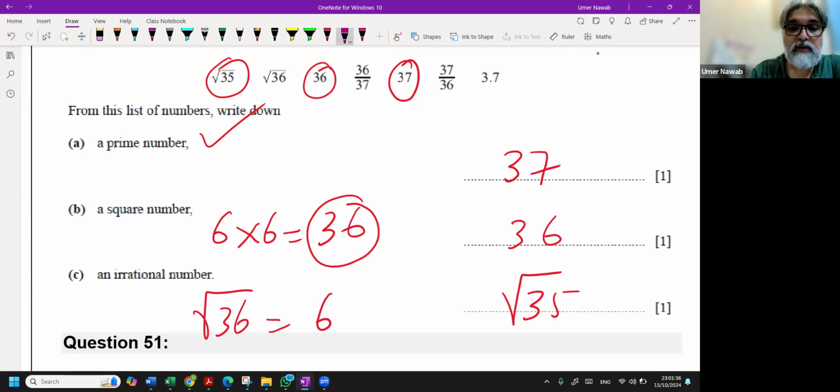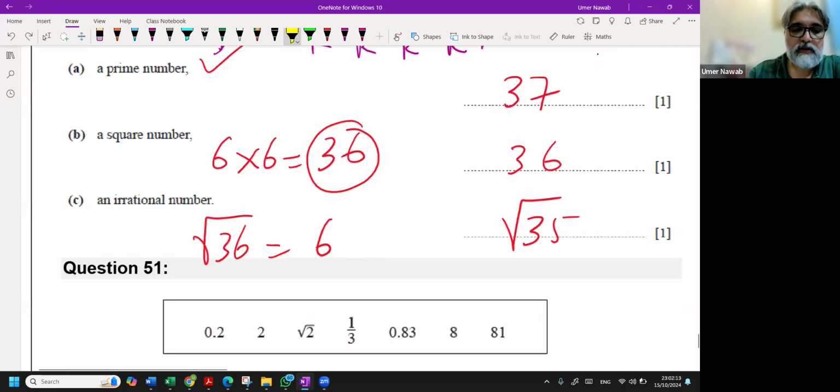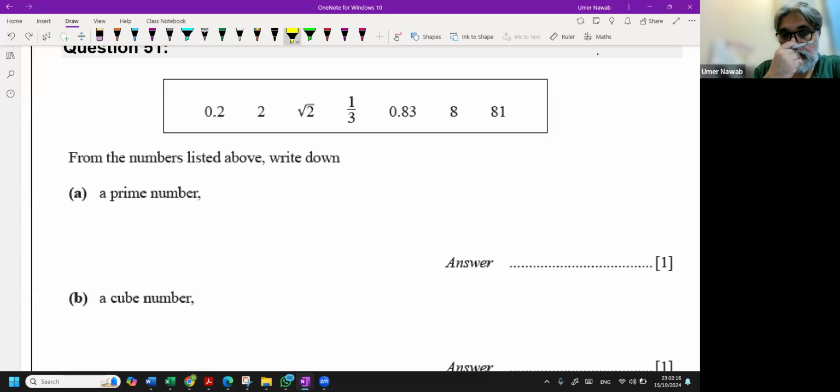Any fractional number like 36 over 37, this is irrational. 37 over 36, irrational. 3.7 is a terminating decimal. All terminating decimals are rational. This is rational, this is rational, this is rational, but this is irrational. But 36, as you saw, was a square number. That's why it was written here. And 37 was a prime number. Now, question number 51, prime number, guys.